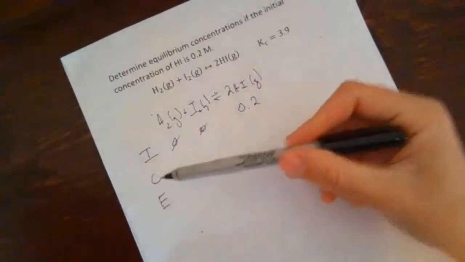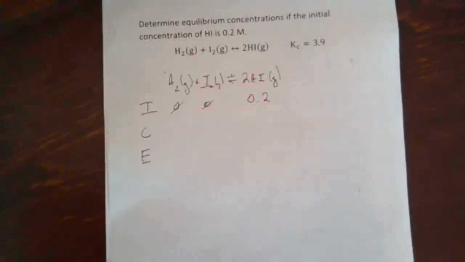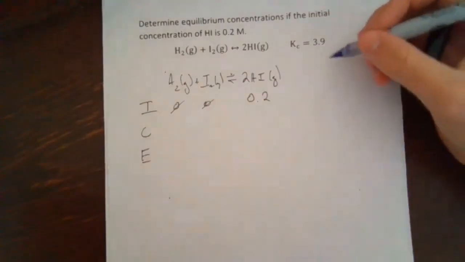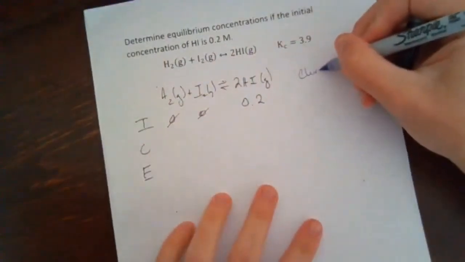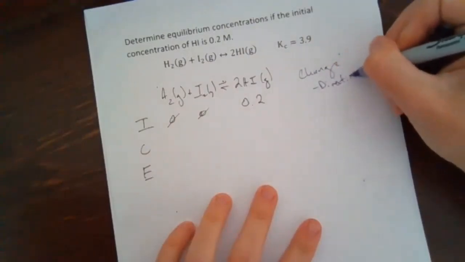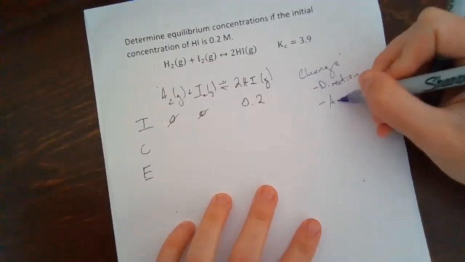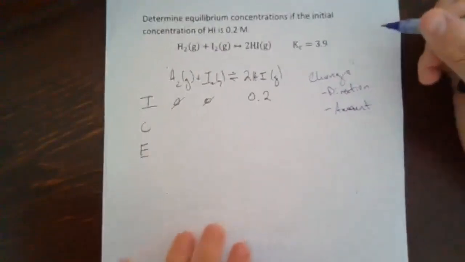So C stands for change. We're at our initial system, and we know we're going to change in order to reach equilibrium. So our question is, what direction are we going to change? When we're determining our change, there are two parts. First is direction. Is it a shift to products or a shift to reactants? And then we also want to know the amount.